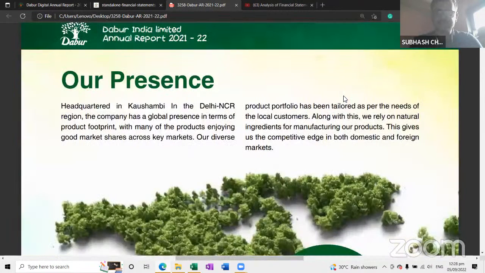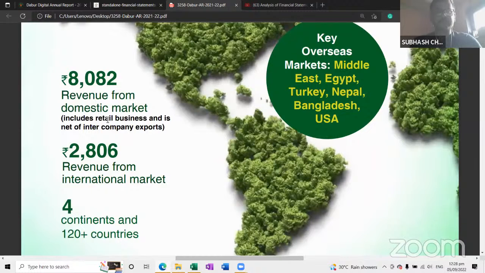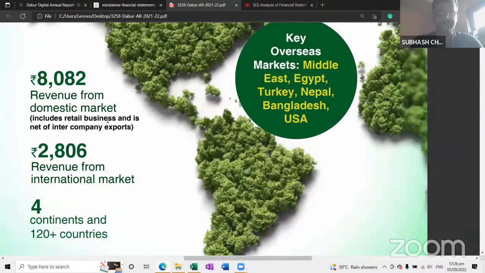Okay, then the presence, or the operating areas: Middle East, Egypt, Turkey, Nepal, Bangladesh, revenues. While reading a financial statement, it is very important that you cover the current year as well as the last year. So you can easily understand the comparative analysis. Otherwise, you need to refer every time. Okay, let's go ahead with this.